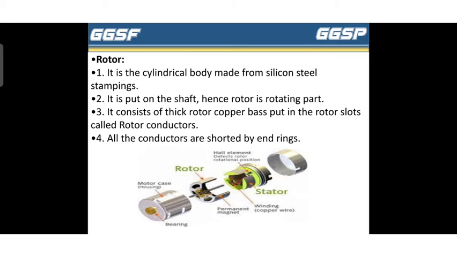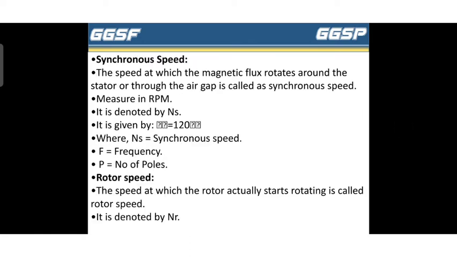The second part of the induction motor is the rotor. It is a cylindrical body made from silicon steel stampings. It is put on the shaft. Hence, the rotor is the rotating part. It consists of thin rotor copper bars put in the rotor slots, called rotor conductors. All the conductors are shorted by end rings. In this diagram, the rotor and stator are denoted.